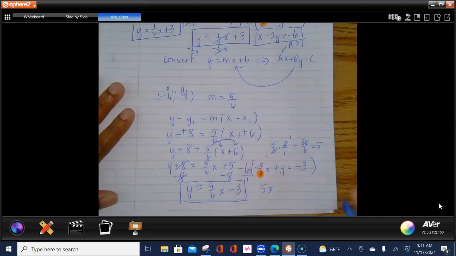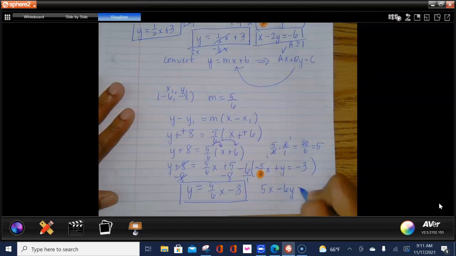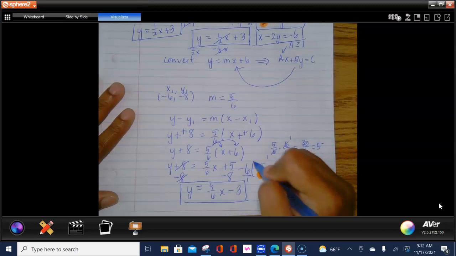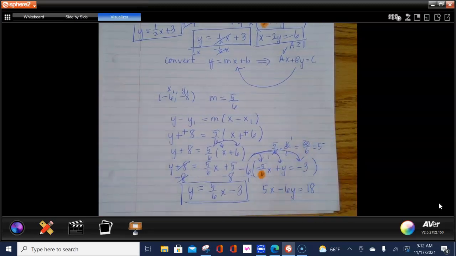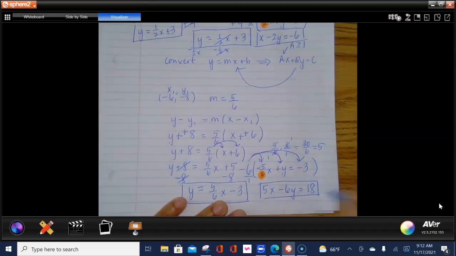-6 times y is -6y, -6 times -3 is 18. Okay, so I'll draw the arrow so you can see I distribute and multiply that -6 to every single term in the equation. And here's the answer, guys, in standard form.